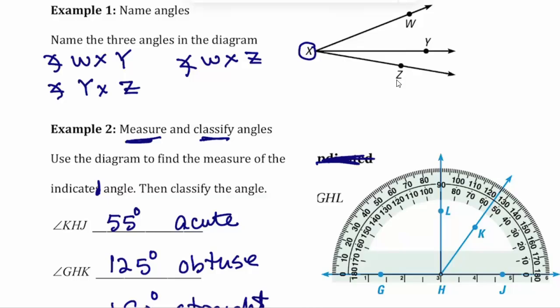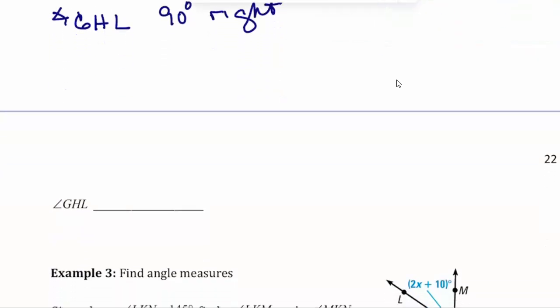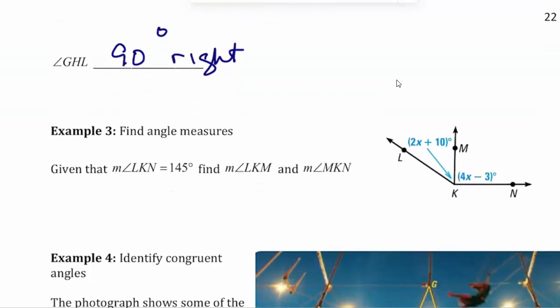And we should have had another one down here. This is angle GHL. So let's see where that is. GHL, oh, look at that. So it's opening to the left. Read the outside. Here's your 0. Here's your 90. Absolute value of 0 minus 90 is 90. And that is a right angle. And that's where that was down here. So I just put it here instead. Okay, good.